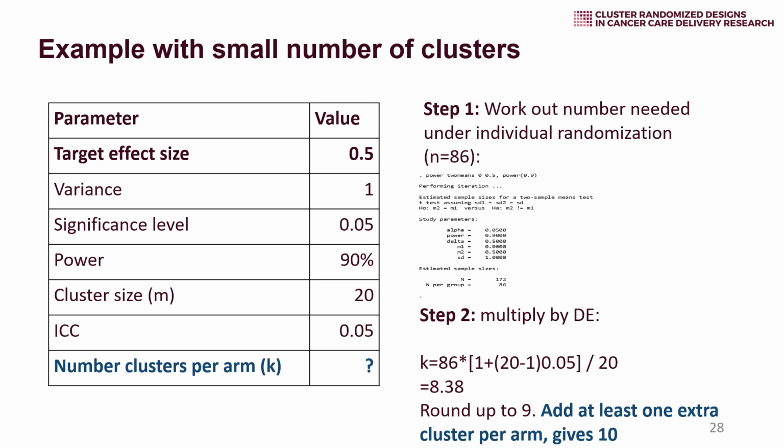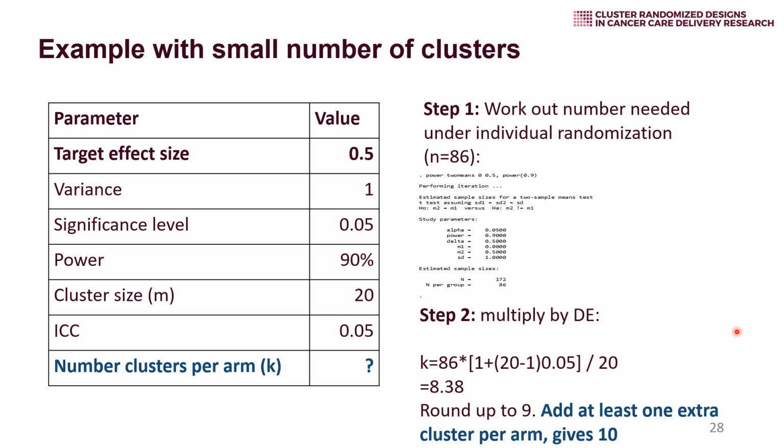Let's suppose we're working in a setting with a small number of clusters. So we're going to change the target effect size here to be larger, 0.5. Other things remain the same. We put the ICC back to the smaller value of 0.05. Again, we're asking the question, how many clusters do we need per arm? First step is to work out the number needed under individual randomization, and it turns out that this is 86, much smaller than in our first couple of examples because we're working with a much larger effect size in this example.